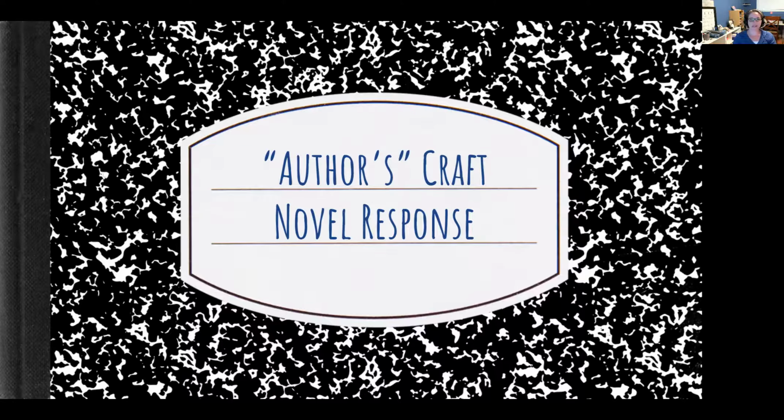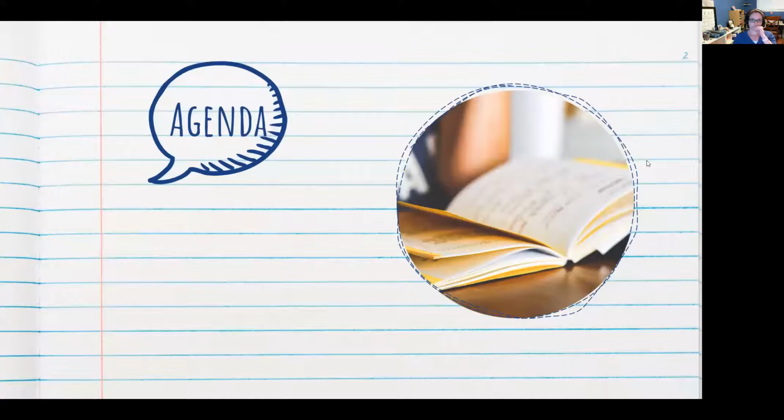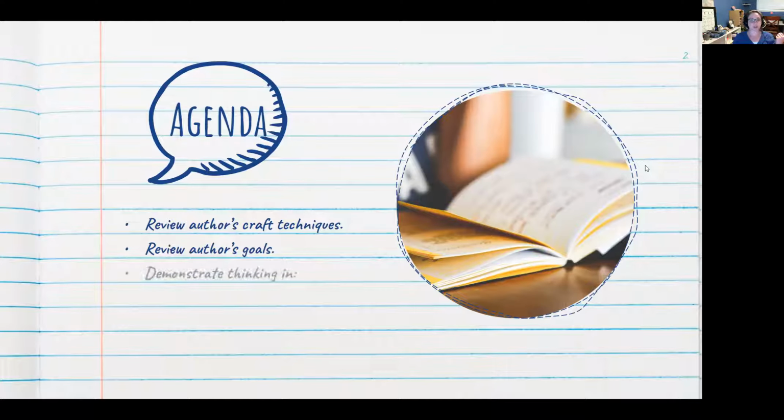Today I wanted to teach you a little bit about noticing author's craft as you're reading, and hopefully you might think about it for your novel response. So what I want to go over today is first I want to review authors' crafts and techniques. Then I want to review what some authors' goals are. I want to show you how this thinking might look in both a graphic novel and a prose novel. And finally, I want to give you some suggestions for some things you might try for your novel response this month.